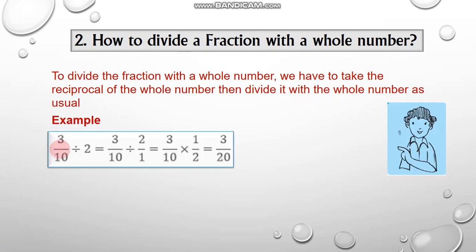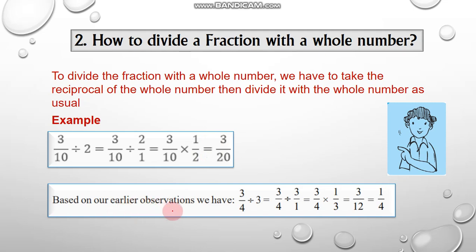For example, this is a fraction which is divided by a whole number. So first you understand that 2 is a whole number which is actually 2 by 1. So its reciprocal is 1 by 2. So if we are dividing 3 by 10 by a whole number 2, then we keep that 3 by 10 and multiply by the reciprocal of 2, which is 1 by 2. And then do the multiplication. 3 ones are 3 and 10 twos are 20. So 3 by 20 is your product.